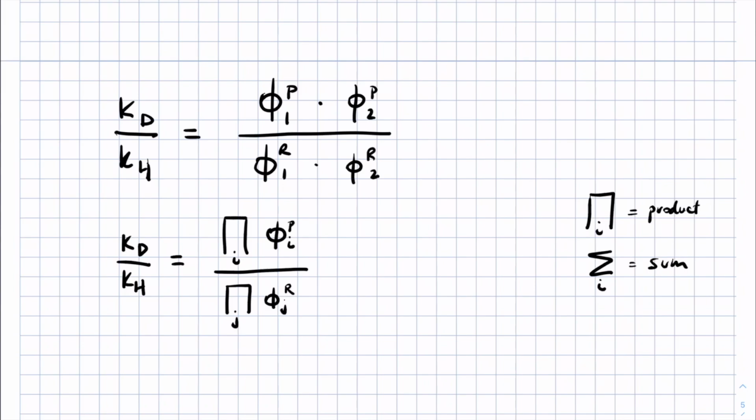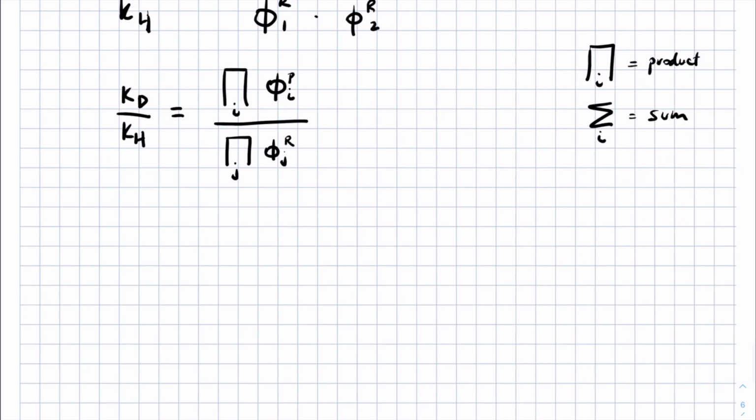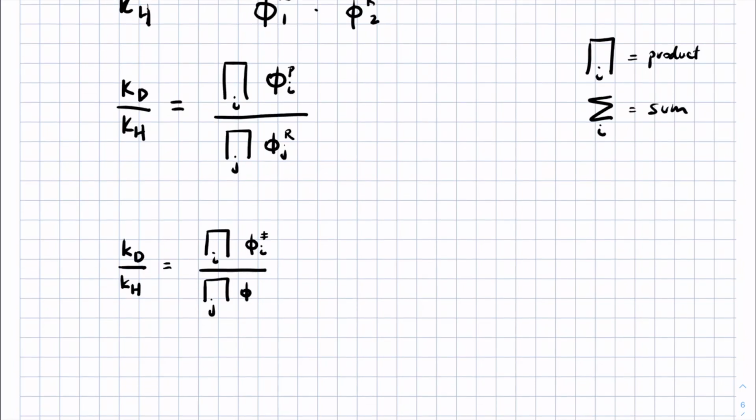Hang on, it's going to get a little bit worse before it gets better. It turns out that we can do the same thing with rate constants, only this time the thing in the numerator is going to represent the product of the fractionation factors for all of the sites in the transition state divided by the product of the fractionation factors of all the sites in the starting materials.